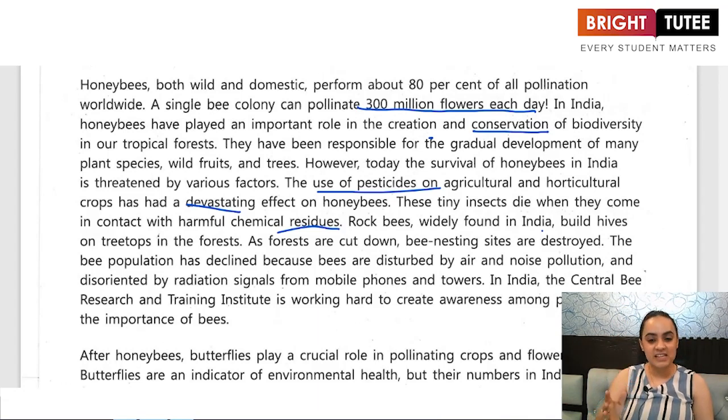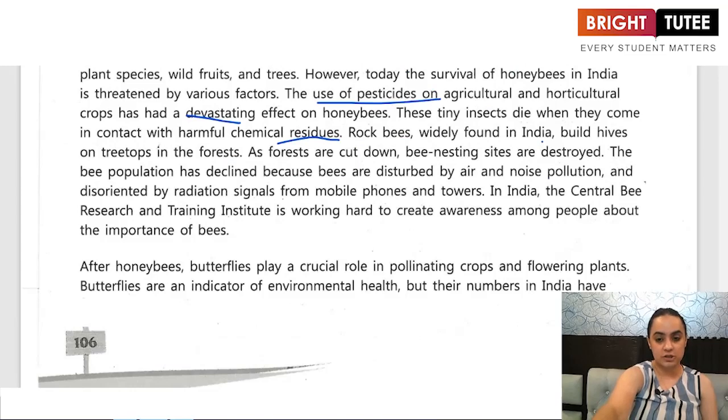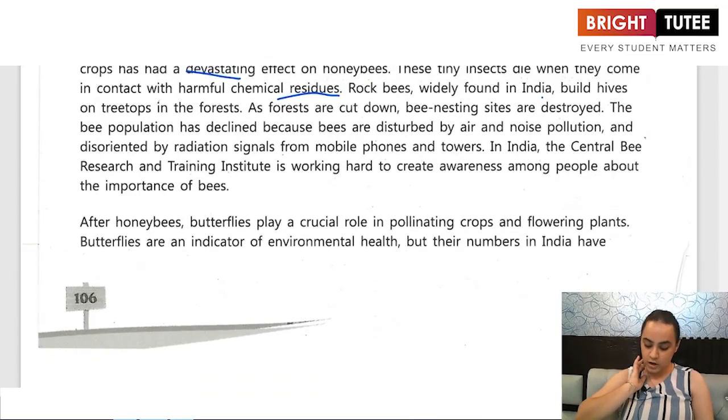Moreover, the increasing pollution, air pollution, noise pollution, and the radiation that is increasing all around us is making it very difficult for these bees to survive. In India, the Central Bee Research and Training Institute is working very hard to create awareness among people about the importance of bees.